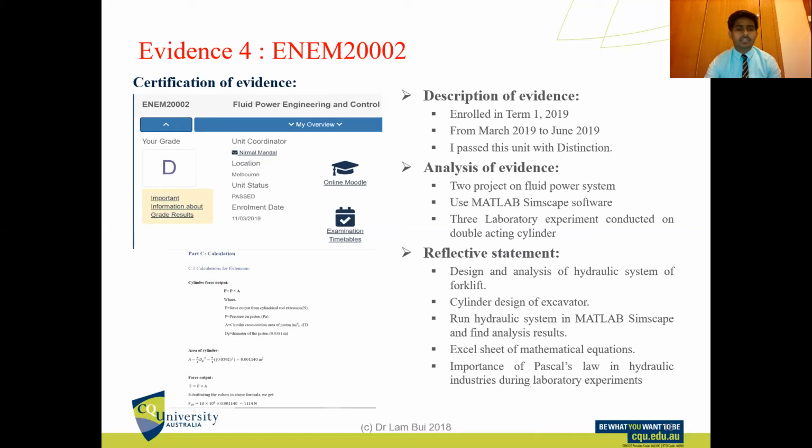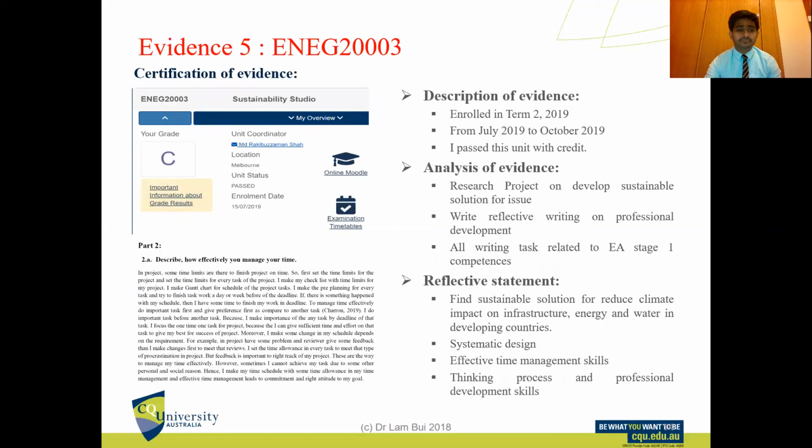Now I'm moving on to evidence 5, which shows my sustainability studio unit. In this unit, I did a research project on developing a sustainable solution for any issue, and I also wrote reflective writing on professional development, or all the writing tasks related to the EA Stage 1 competency.